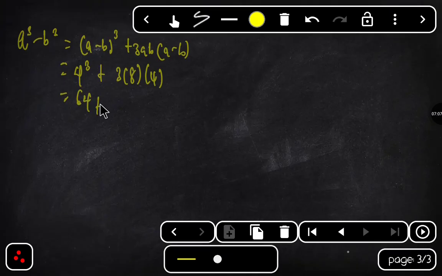Then plus 3 multiplied by 8 multiplied by 4. 3 multiplied by 8 multiplied by 4. That will give us 96. So 64 plus 96, that will give us 160. And that is the answer to that problem.